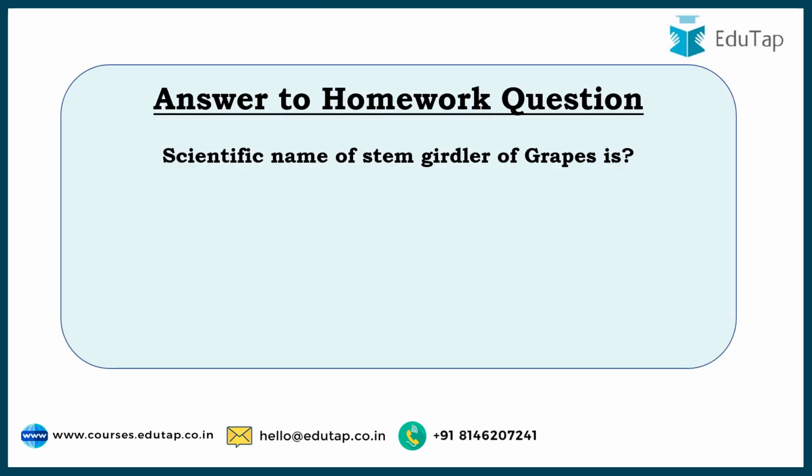So friends, here comes the answer to the homework question. In the last lecture I had asked you a question: what is the scientific name of stem girdler of grapes? The scientific name of stem girdler of grapes is Sthenias grisator.